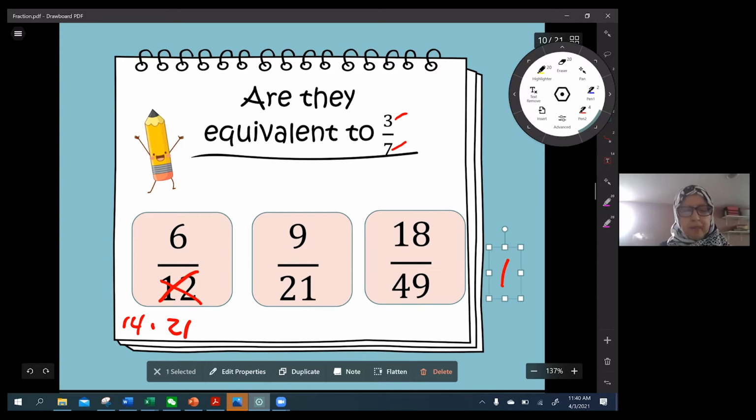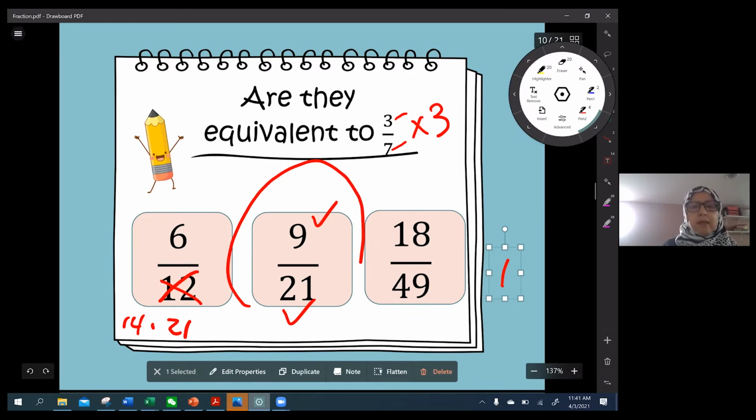All right, so remember, 3 times 3 is 9. That's correct. 7 times 3 is 21. So this one is an equivalent fraction of this. That's correct. Thank you.